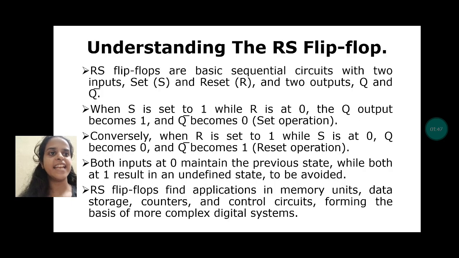Understanding the RS flip-flop. RS flip-flops are basic sequential circuits with two inputs, set and reset, denoted by S and R, and two outputs, Q and Q bar. When S is set to 1 while R is at 0, the Q output becomes 1 and Q bar becomes 0. That is the set operation. Conversely, when R is 1 while S is at 0, Q becomes 0 and Q bar becomes 1. It is the reset operation.